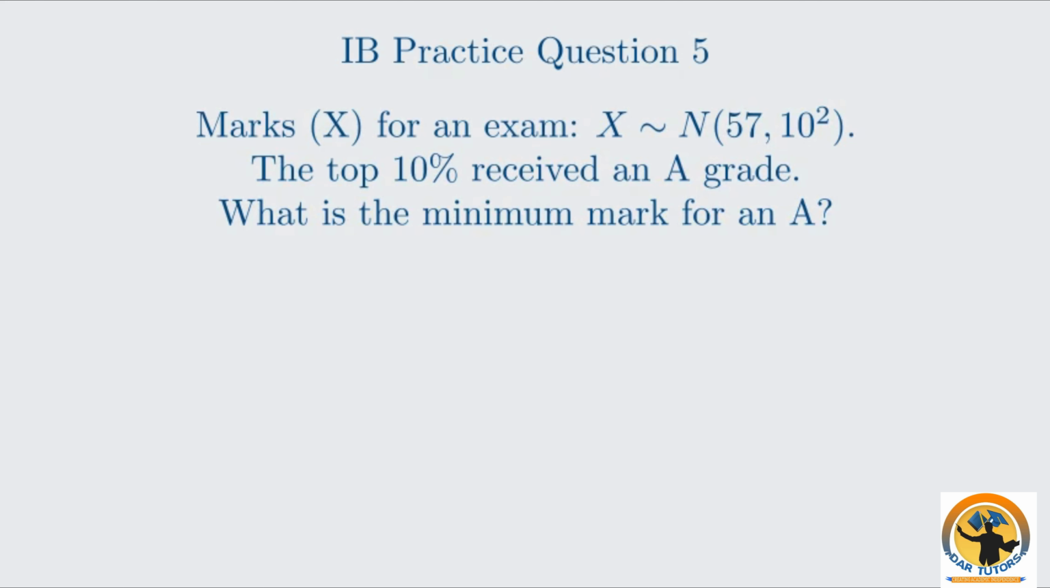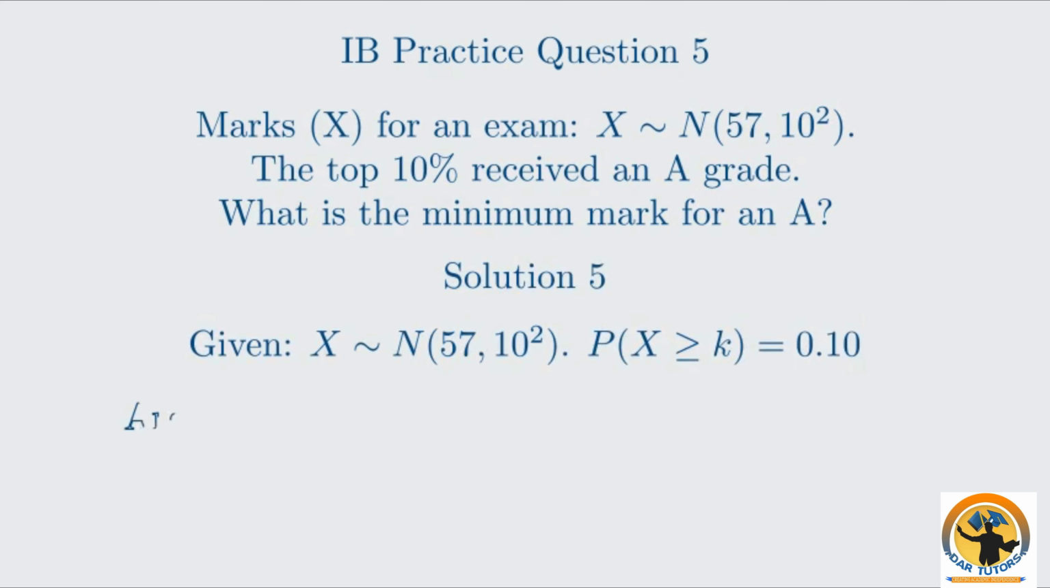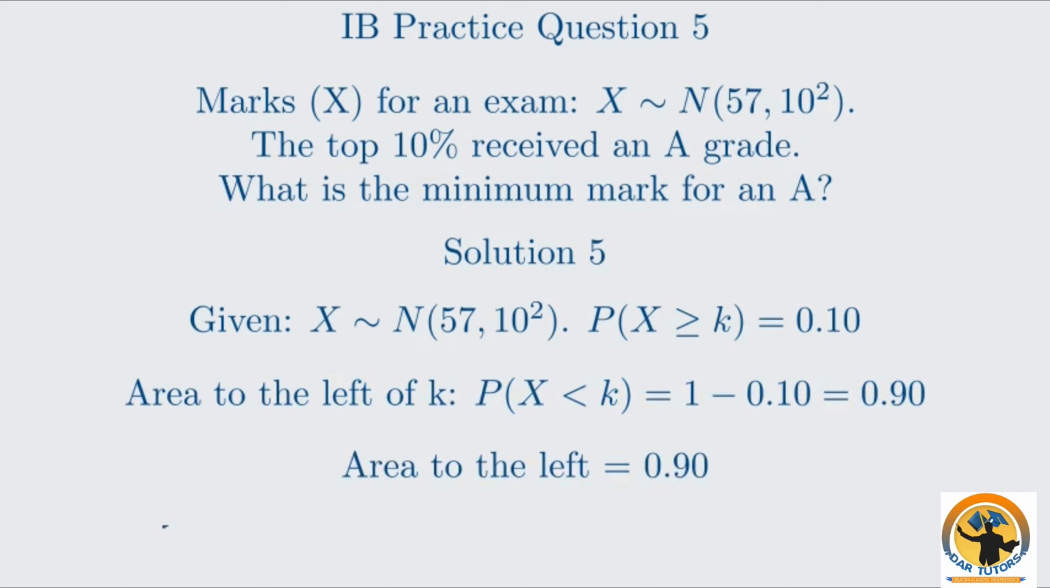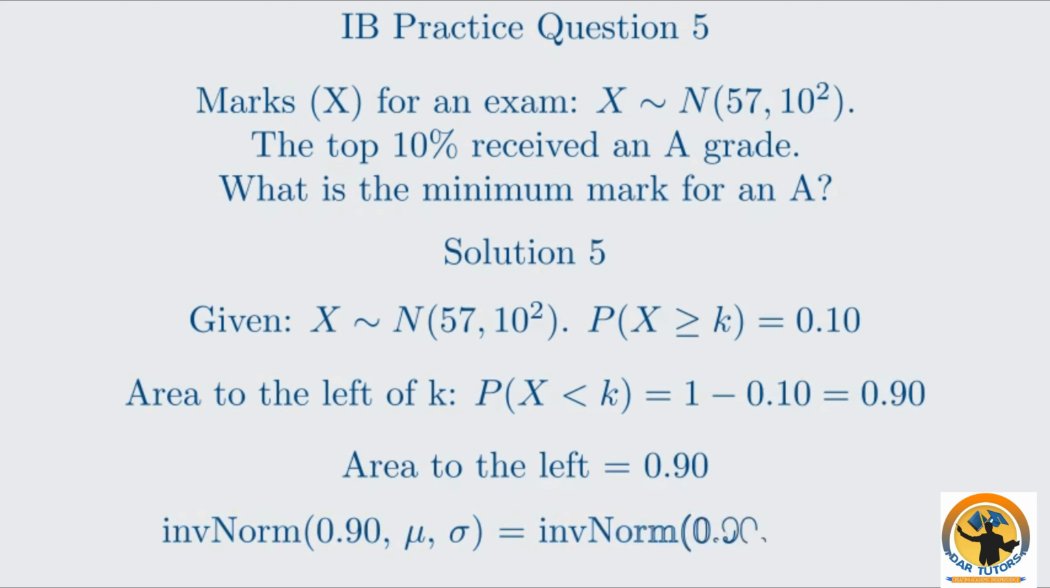This question asks for a minimum mark that corresponds to a certain percentage of the distribution. It's an inverse normal problem. We are looking for a mark, let's call it K, such that the probability of scoring above K is 0.1 or 10%. This means P of X greater than K equals 0.10. Remember that our calculator's inverse norm function typically takes the area to the left. To find the area to the left of K, we subtract 0.1 from 1, which gives us 0.90. So we want to find the value K such that 90% of students scored less than K. This is the 90th percentile.